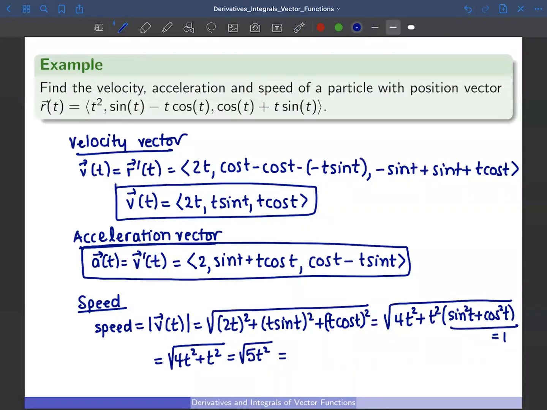Since we don't know what values t takes, it might take either positive or negative values, so this is equal to the square root of 5 times the absolute value of t. Therefore, the speed is equal to the square root of 5 times the absolute value of t.